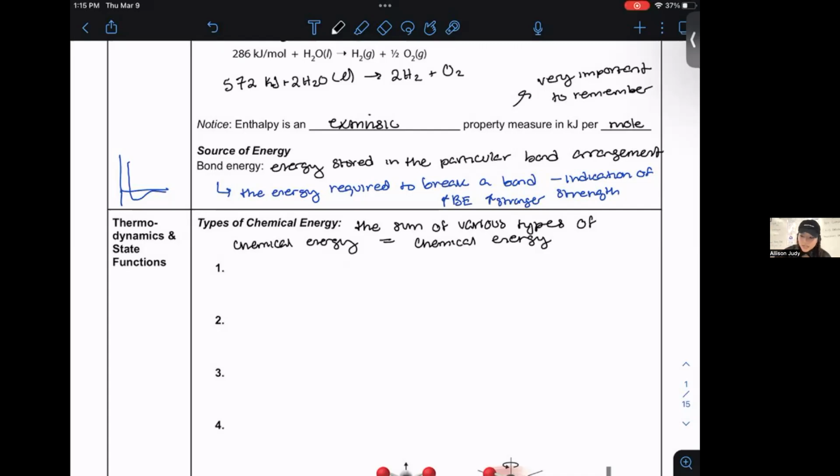Okay, so type 1, electronic energy. Trust me, I tried to get rid of this section for you, but it's definitely in the manual, even though I have not seen a single question about it. Electronic energy is the subcategory of chemical energy that is based off of the kinetic energy of moving electrons, due to electron-nuclei attractions, aka nuclear effective charge, Zeff.